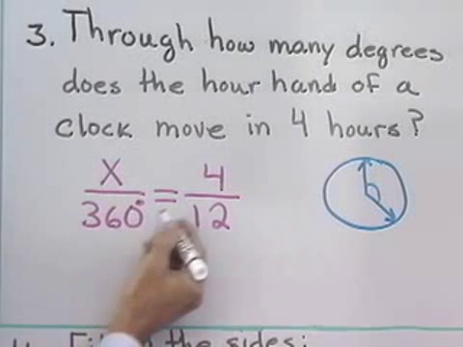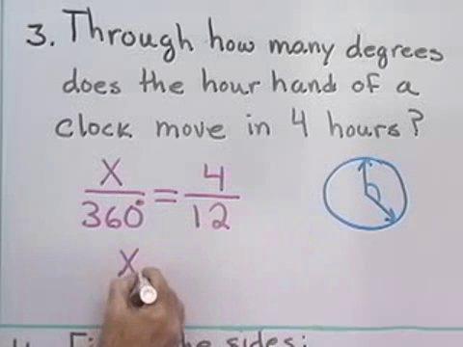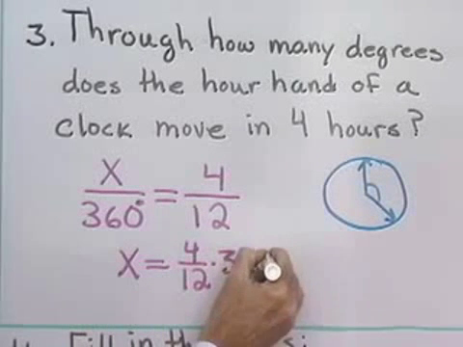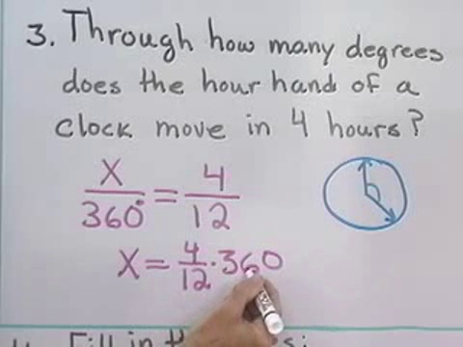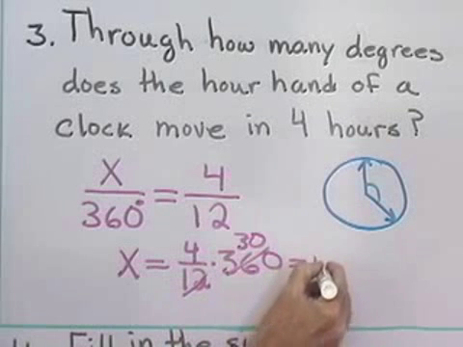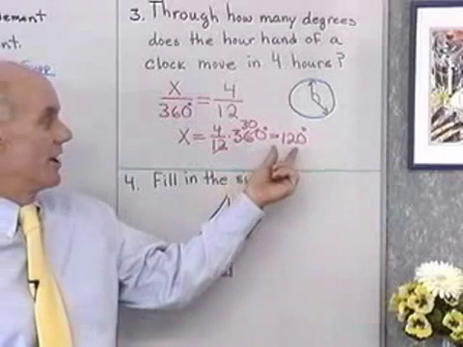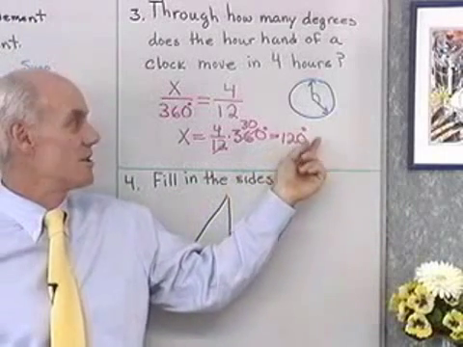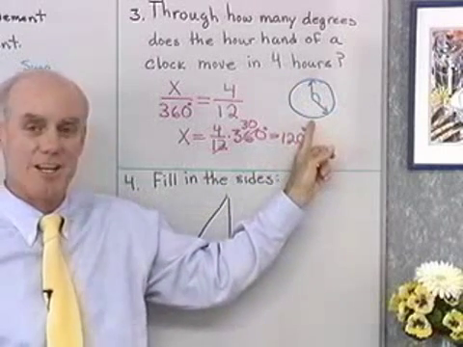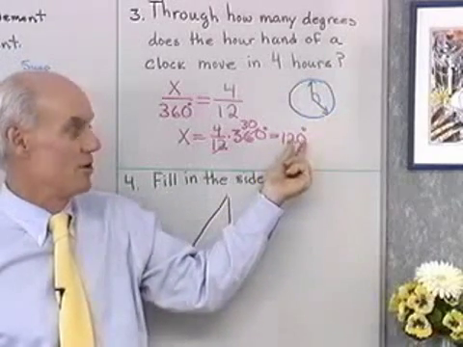So x is to 360 as 4 is to 12. I multiply both sides of this equation by 360, and I get x equals 4/12 times 360. 12 divides into 360 30 times. 4 times 30 is 120. And of course that's in degrees. I'll put my little degree symbol in. So I get 120 degrees. And that seems to make sense. This looks like about 120 degrees. It would be 90 degrees right here, and then 180 degrees all the way down to here. So the hour hand of a clock moves through 120 degrees every 4 hours.